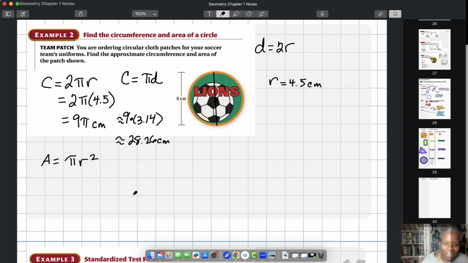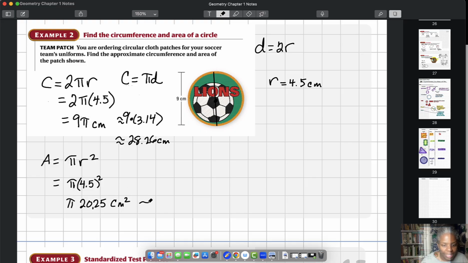Let's talk about the area. Since we already found that the radius is 4.5, we're going to use that to find the area. Remember, area is pi times r squared. So I'm going to multiply pi times 4.5 to the second power. 4.5 to the second power is actually 20.25. So the final answer could be 20.25 pi centimeters squared.